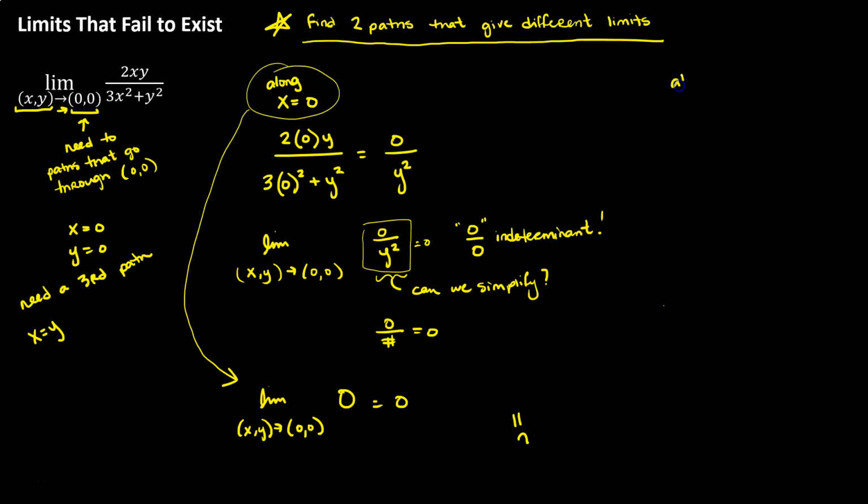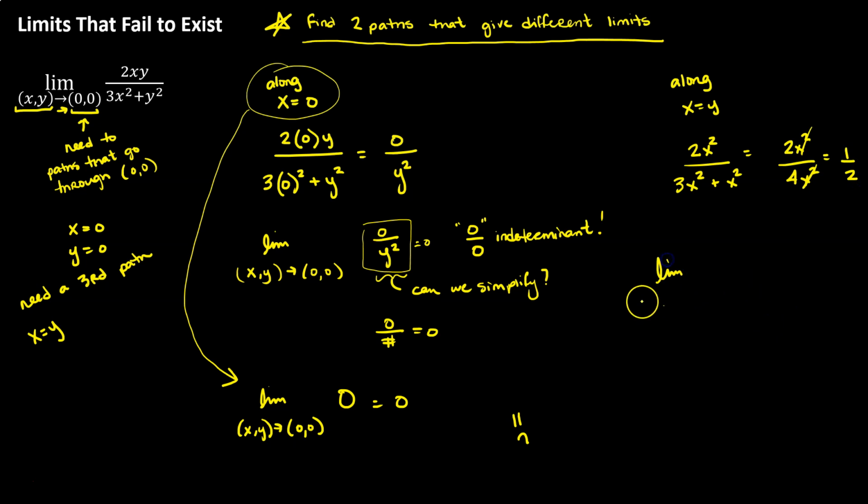And I'm going to travel along x equals y. So in that case, I'm going to replace all of the y's with x. So I'll have 2x squared in my numerator, and then I'll have 3x squared plus x squared in the denominator. That simplifies to 2x squared over 4x squared. My x squareds will divide off. I have 2 over 4, which simplifies to 1/2.